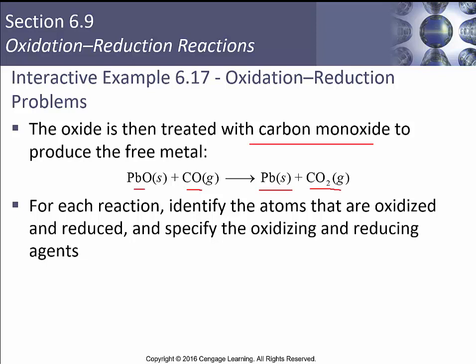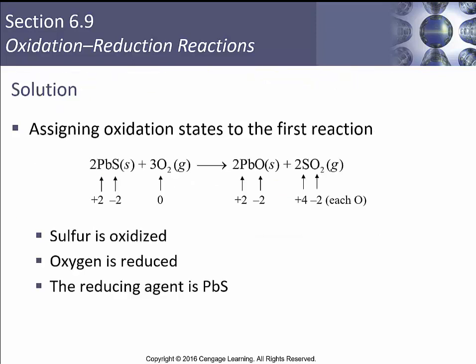So assigning the oxidation states in the first reaction, our sulfur, same column as oxygen, is going to be a -2, which means that our lead over here is going to be a +2. Our oxygen is in its elemental state, so it's going to be a 0. We look at the other side, we've got lead oxide. Our lead is still going to be +2, but now our oxygen is going to be -2. We're going to move the sulfur around.